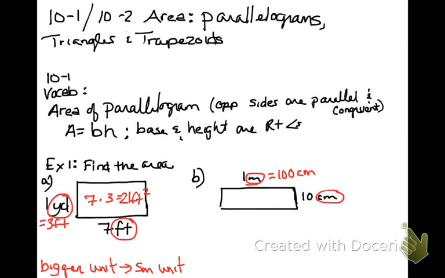So now you could do the base. The base and these two are the same as bases. Okay, so you're going to take 100 times 10, and it equals 1,000 centimeters squared.